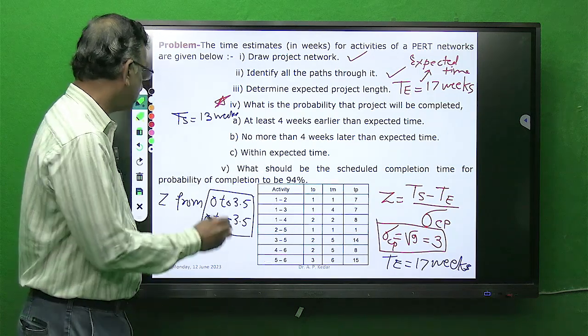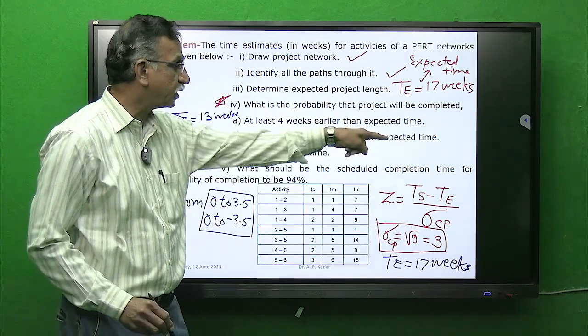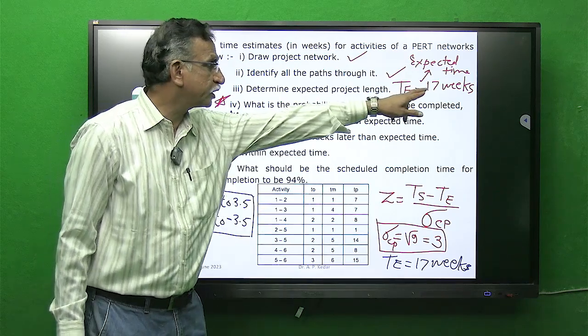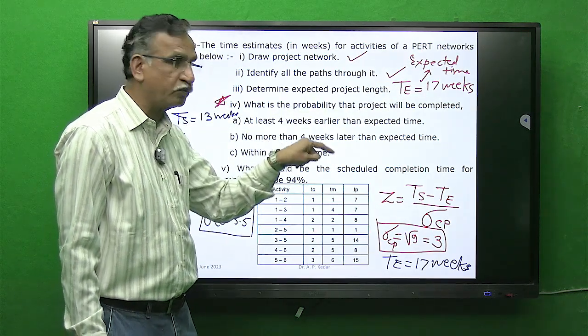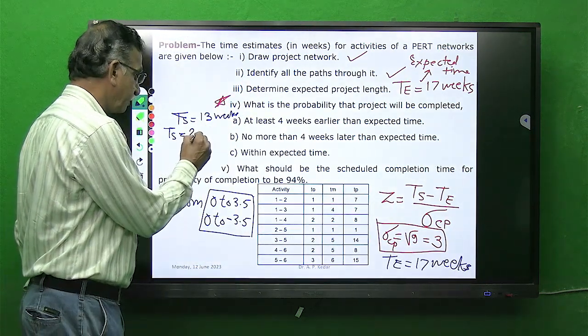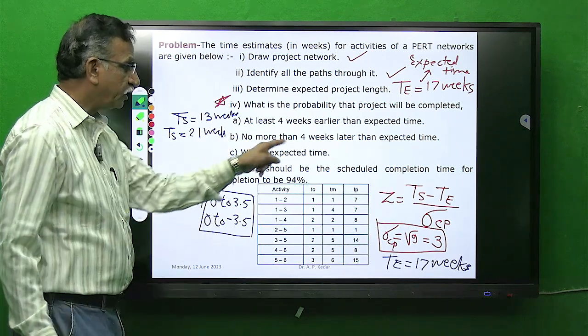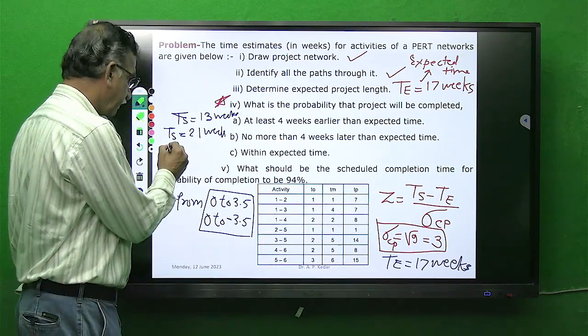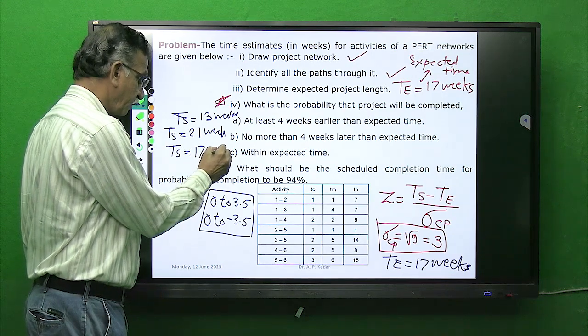For this B case, TS is equal to no more than 4 weeks later than expected time. Again expected time is 17 weeks. No more than 4 weeks. So 17 plus 4, TS comes to be 21 weeks for this case. Within expected time, the meaning is TS is 17 weeks.